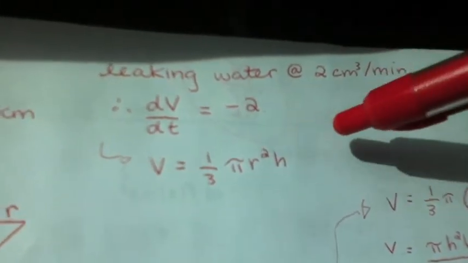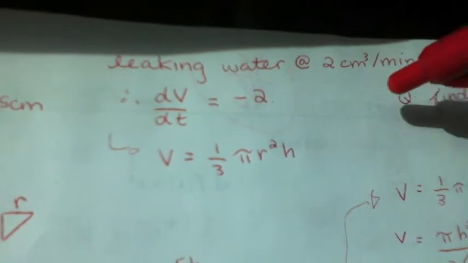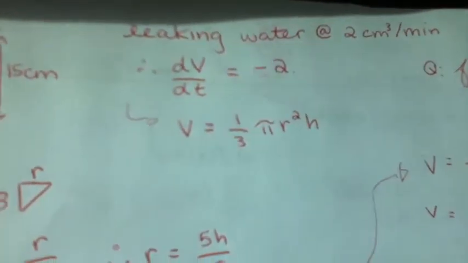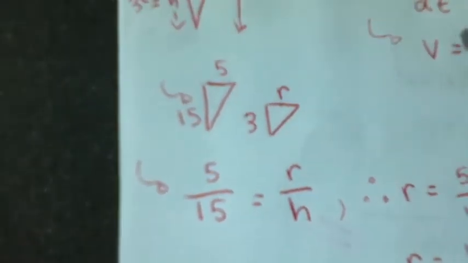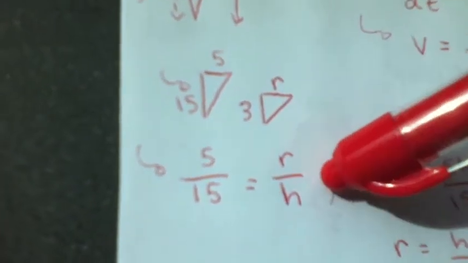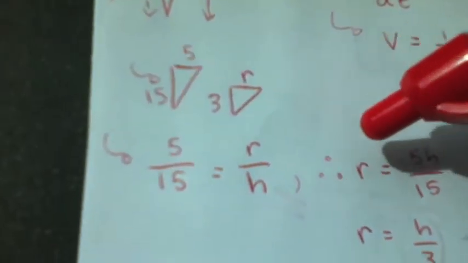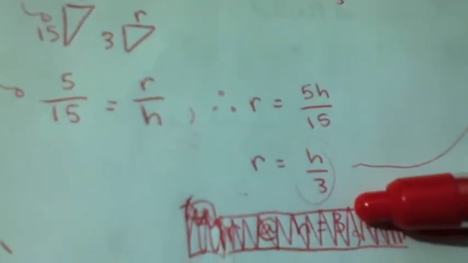So we have our standard cone volume equation right here, but there are two variables in it. So we're going to get r in terms of h so we can differentiate it better. As you can see, using similar triangles, 5 over 15 is equal to r over h, which is 3. So therefore, r would equal 5h over 15, or h over 3.